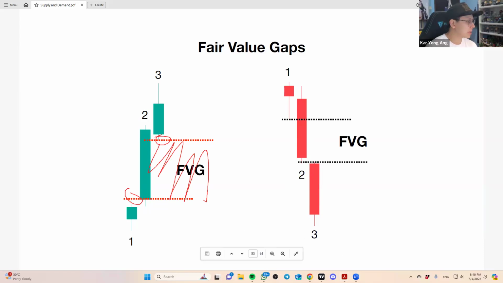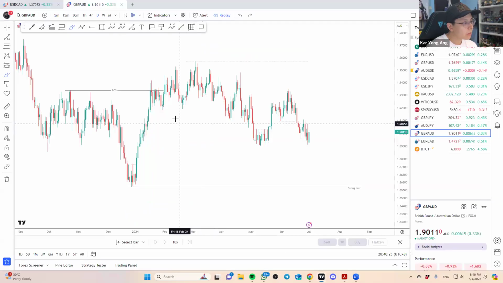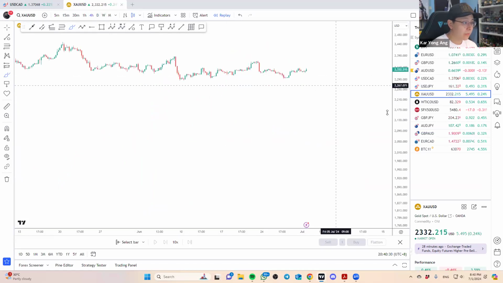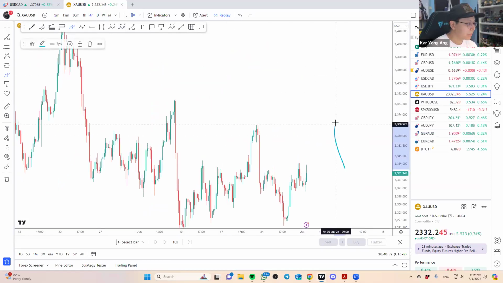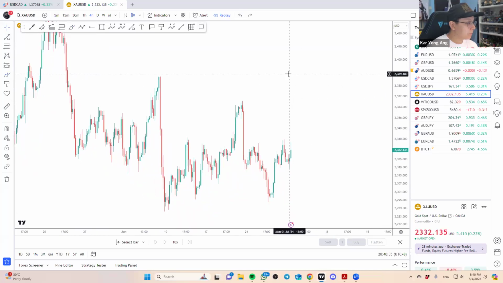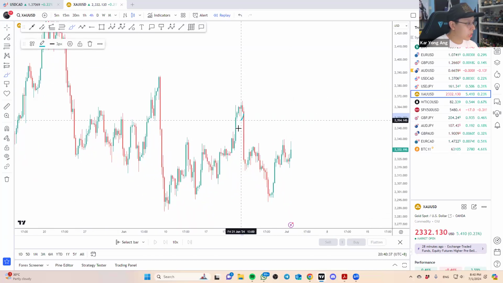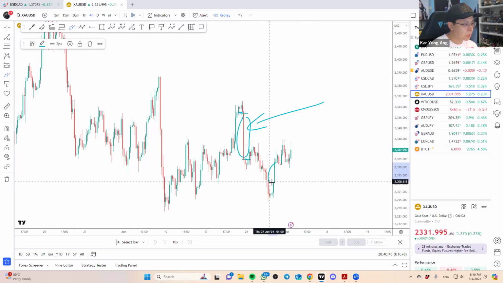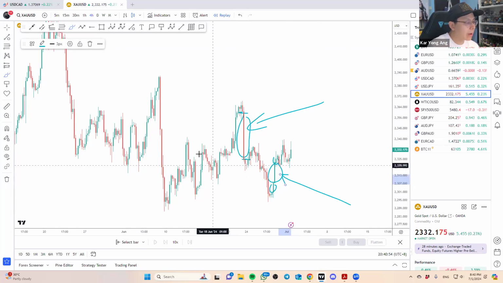Let me show you some examples on the chart. Take this here on the lower time frame. Can you see this one here? Huge candle, first candle and third candle did not overlap. That's a fair value gap. Huge candle, first and third candle did not overlap. That's your fair value gap. Bear in mind, we are not literally trading every fair value gap. I'm just sharing with you how to identify those gaps.